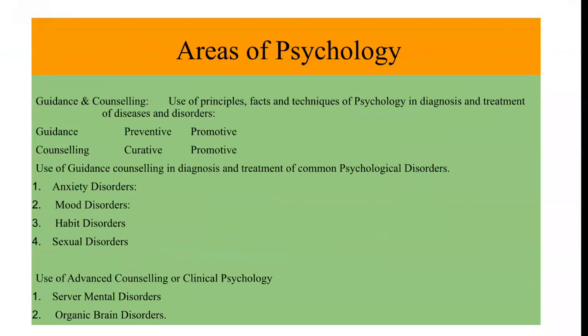There is an advanced version of counseling called advanced counseling, which is undertaken by the clinical psychologist. Advanced counseling is mostly helpful for severe mental disorders like major depression, schizophrenia, and also for organic brain disorders. Organic brain disorders means those disorders which are caused by a change in the structure and function of the brain.